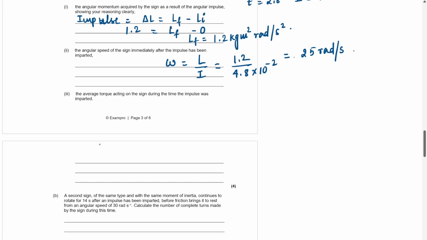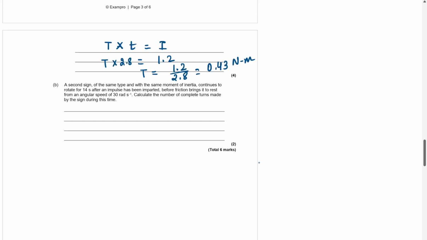The average torque. So now this is asking average torque. Torque times time is impulse. I have impulse which is 1.2, and this torque acted for 2.8 seconds because it was accelerating for 2.8 seconds. So dividing 1.2 by 2.8 is 0.43 Newton meters.